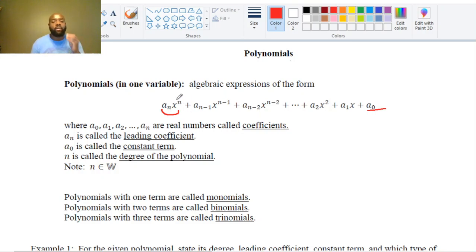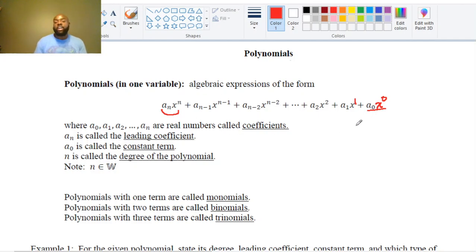One of the things about this n is that it is the largest one, because all of my other exponents are n minus 1, n minus 2, all the way down until we get to 1, and then in actuality, this will be an exponent of 0 for the constant term here. And n is an element of the whole numbers. It's one of your counting numbers plus 0. So 0, 1, 2, 3, 4, all the way up to the highest power we have in that polynomial.